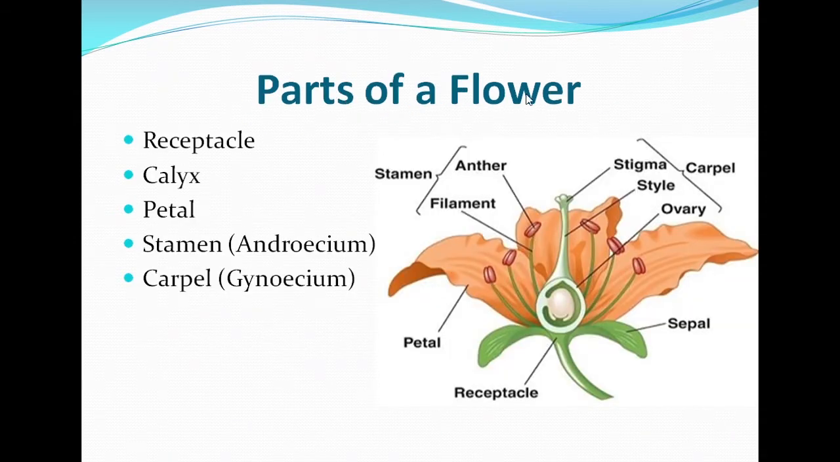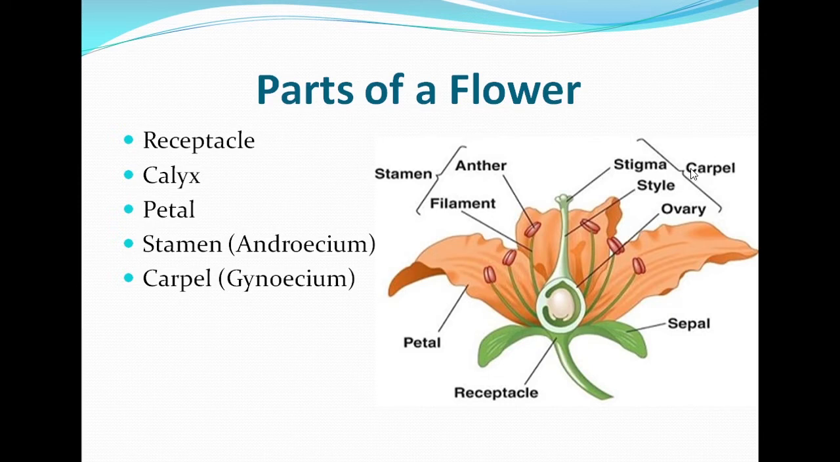Now, parts of flower: receptacle, calyx, petal, stamen, androecium, carpel, gynoecium. Look at the figure. This is the part of stamen. Stamen consists of anther and filament. This is anther and this is filament. This is petal, this is receptacle, this is sepal, and the stigma, style and ovary consist carpel.